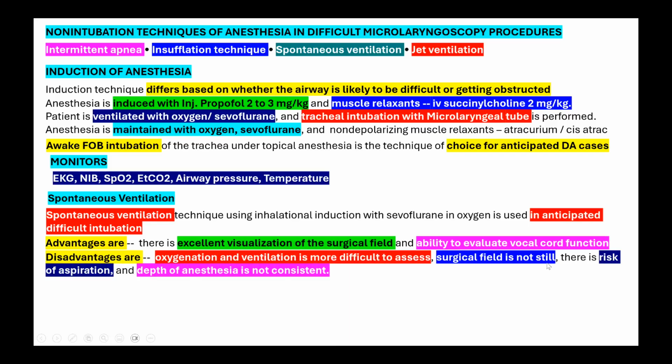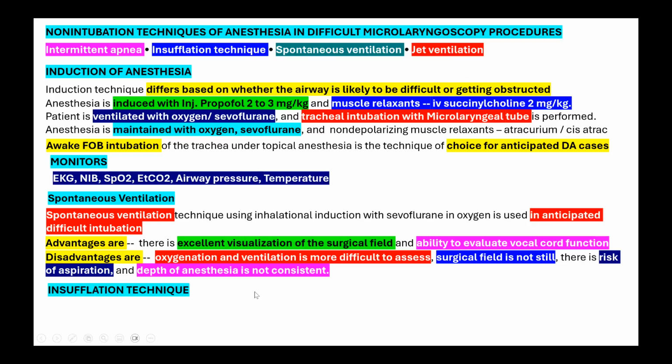The surgical field is not still. So if they want to do any removal of a polyp or anything from the vocal cord in a spontaneously breathing patient, it is more difficult. And there is always a risk of aspiration, and depth of anesthesia may not be consistent in these patients. The patient is likely to get a lighter plane of anesthesia, which may lead to laryngospasm and all those problems.